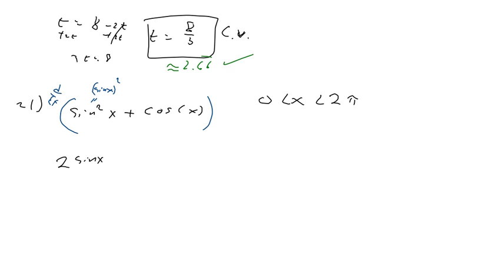So do my chain rule. Derivative of the outside, the squared part first. Bring the 2 in front, leave the sine alone, times the derivative of the inside. Derivative of sine is cosine. So 2 sine x cosine x is the derivative of sine squared. Plus, derivative of cosine is, well, negative sine. So this is going to be minus sine of x. And I want to set this equal to 0.